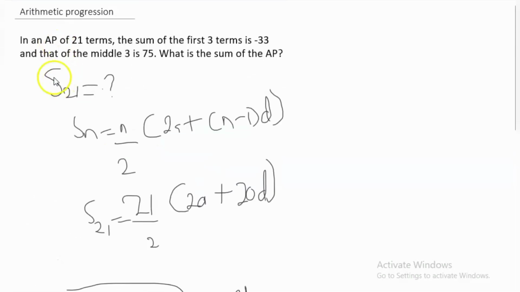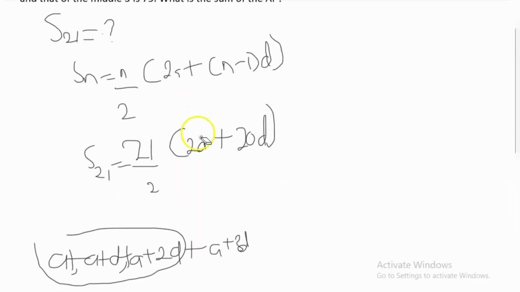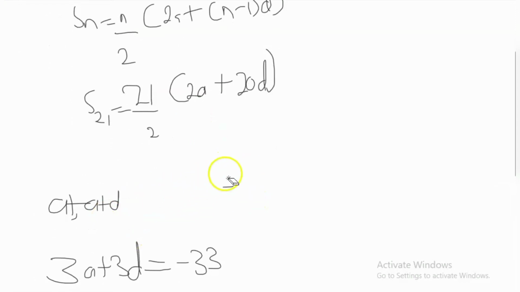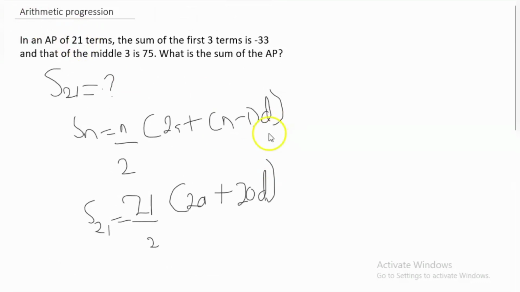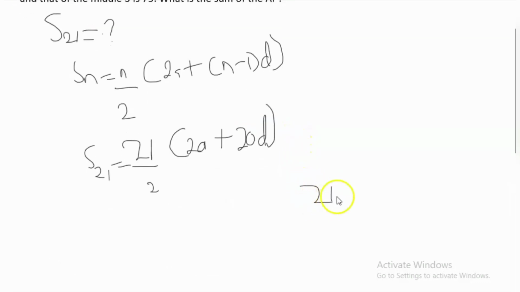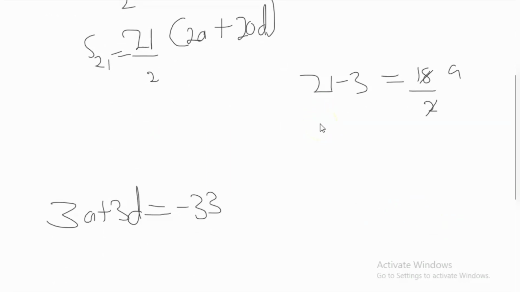Okay, so now let's add the middle 3. Now there are 21 terms. How would you know the middle 3 terms? Well, it's very simple. For you to get the middle 3 terms in any number that you are given, remember the total number that we're given is 21 terms. So if you want to find the middle 3, you would simply do 21 minus 3, which gives 18. Then you divide this 18 by 2, which is 9. So the first 9 terms, you take that out. The last 9 terms, you take that out. And the remaining would be the 3 terms that we are looking for. That's the middle 3 terms.